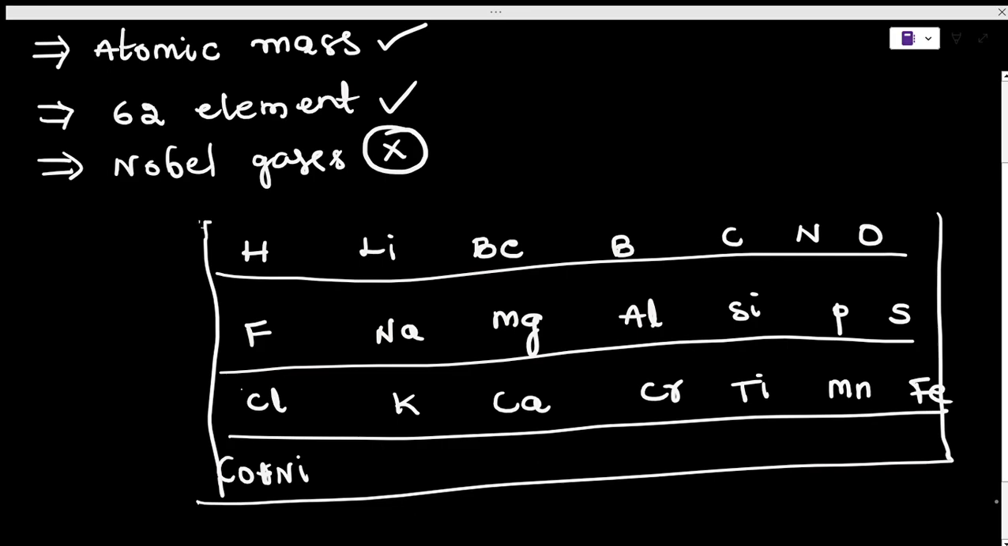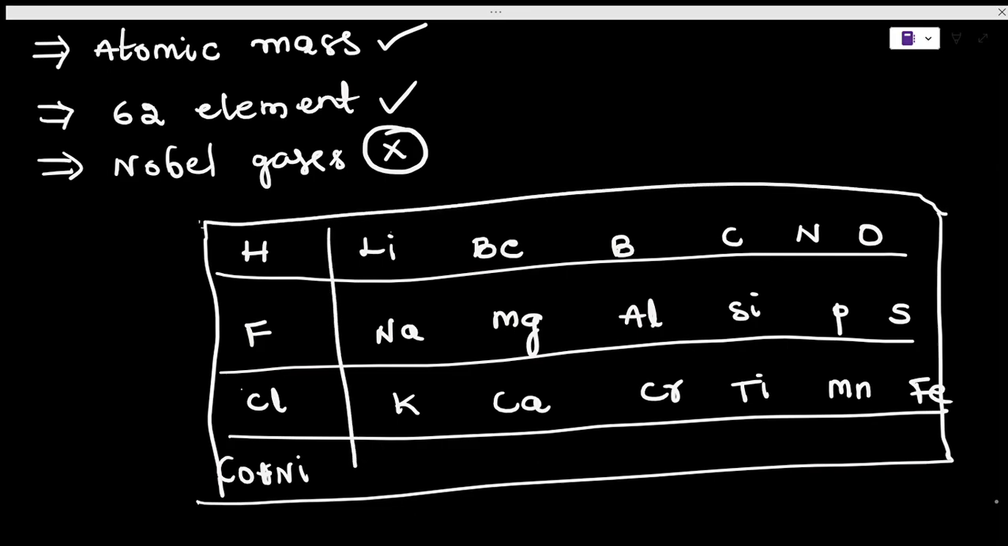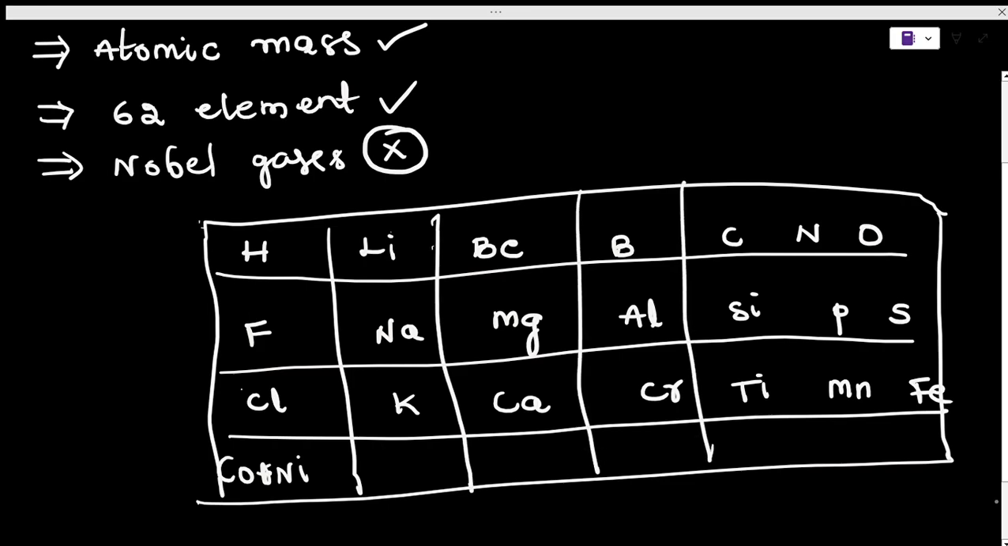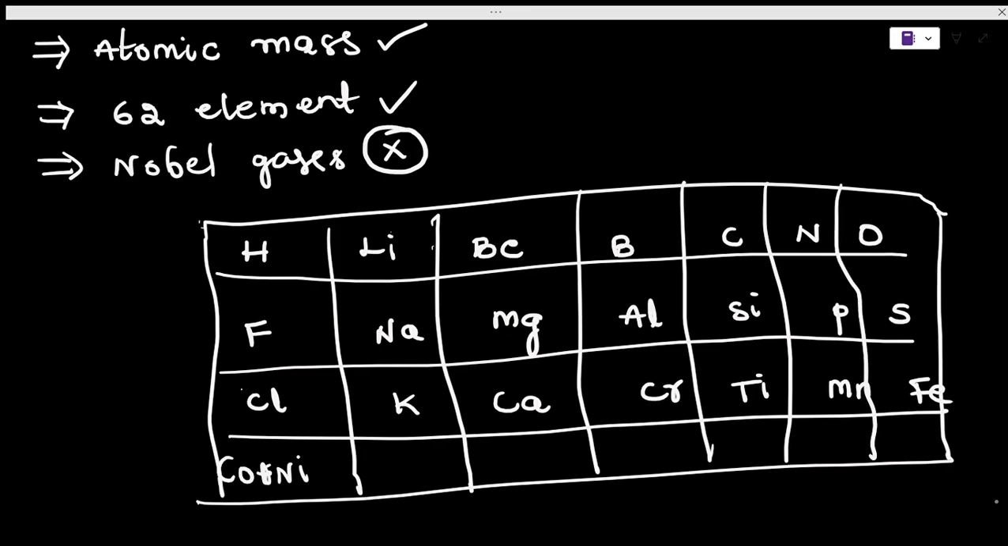So at that time, he observed something new. When he arranged the elements in increasing order, the eighth element was showing similar properties to the first one. For example, hydrogen is number 1, lithium is the second, beryllium is the third, boron is the fourth, carbon is fifth, nitrogen is sixth, oxygen is seventh, and fluorine is the eighth one. So hydrogen and fluorine show similar physical and chemical properties.